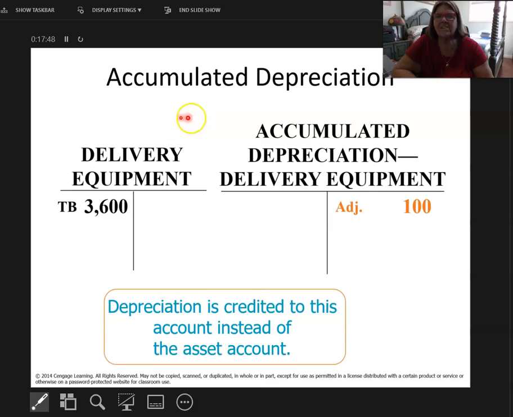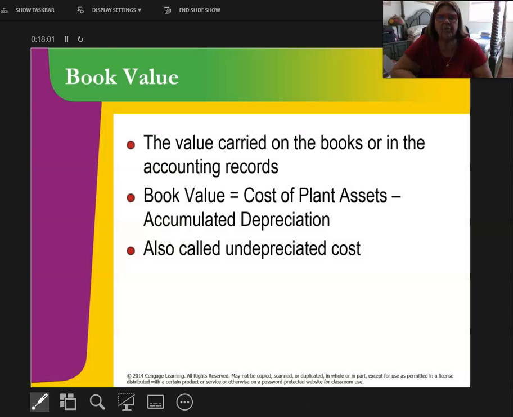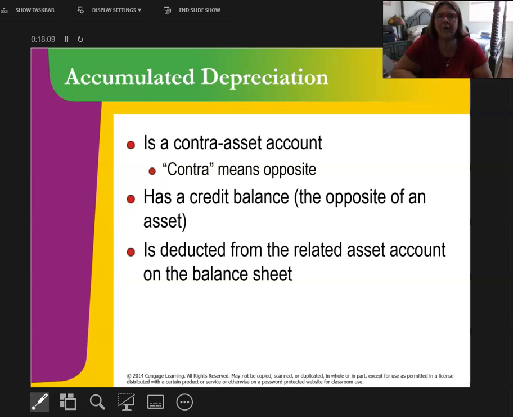Wherever I see this one, this one will be with it, and I will be subtracting. So really it's this minus this, and that's called the book value. The book value is the cost of the asset minus the depreciation. This is also called a contra asset account. It normally has a credit balance. It's always the opposite of the asset.